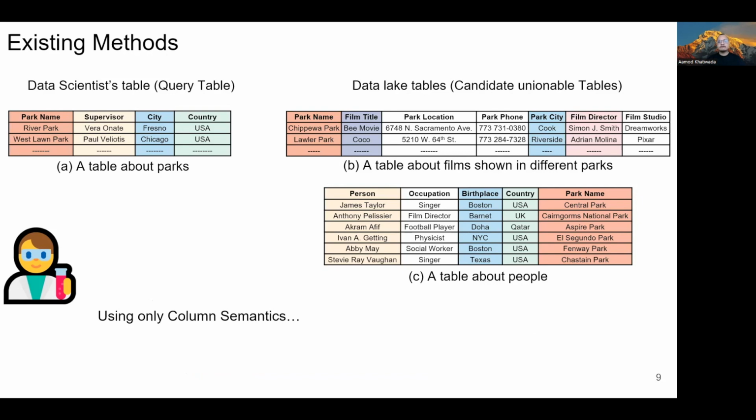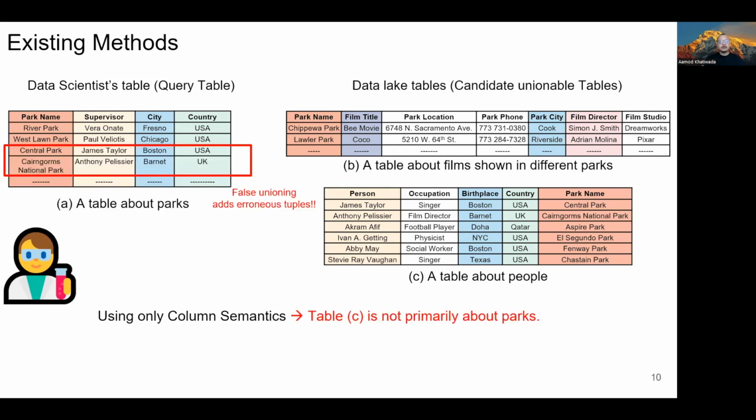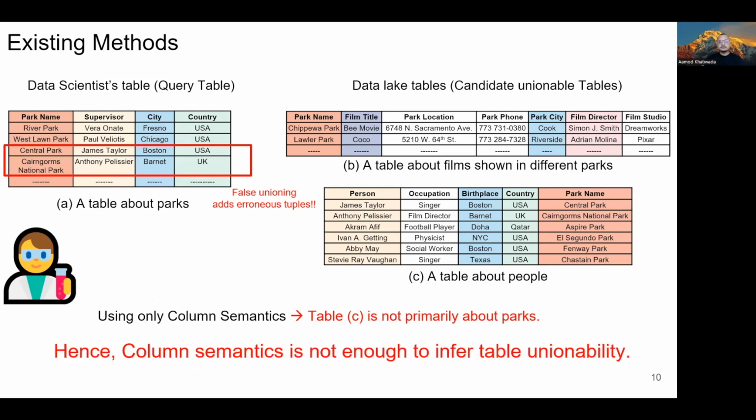Notice, however, table C is not primarily about the parks. And if we union table C with table A, then we face a problem of false positive unioning and add erroneous tuples to the query table. For example, we added a tuple that mentions that Central Park is located in Boston, which is not correct. Hence, we argue that the column semantics are not enough to infer the table unionability.